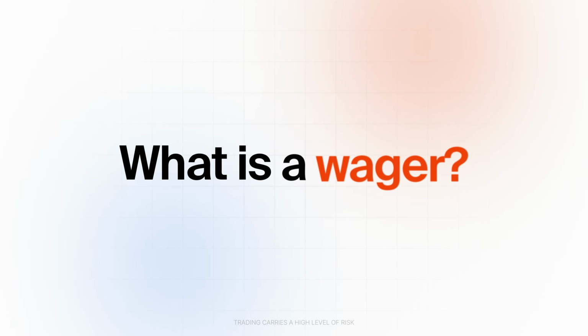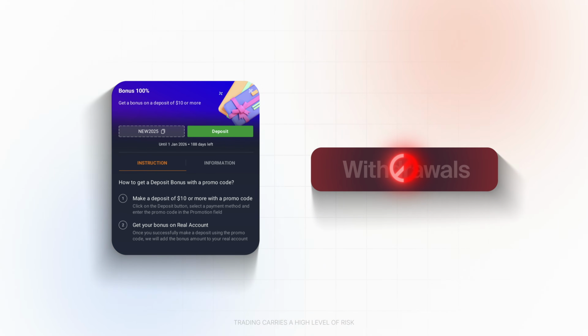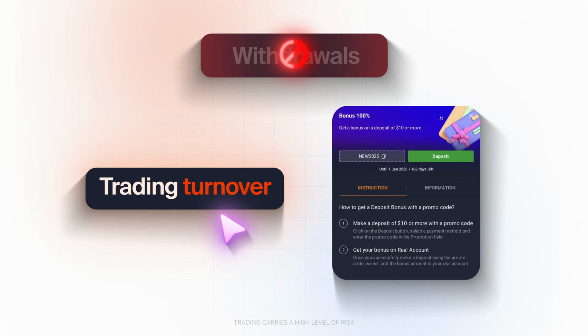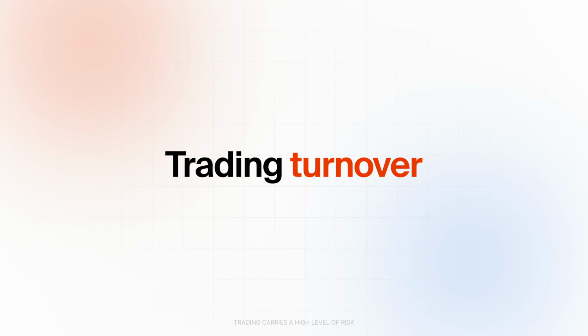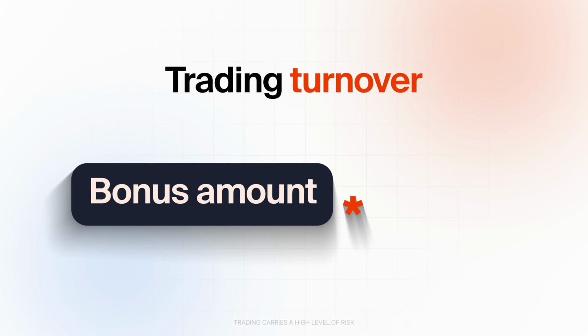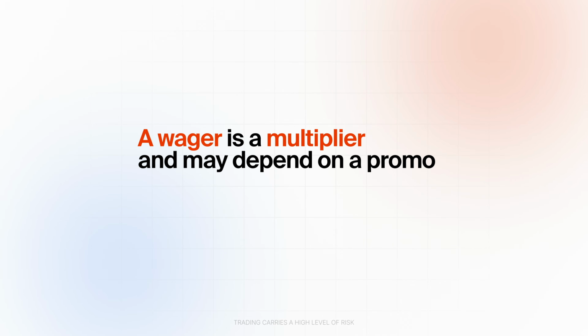What is a wager? When a trader receives a deposit bonus, their withdrawals get blocked. In order to unlock withdrawals, the trader has to complete a trading turnover goal or cancel the bonus. The trading turnover is calculated using the following formula: bonus amount multiplied by wager. A wager is a multiplier or coefficient and may differ depending on a promo.